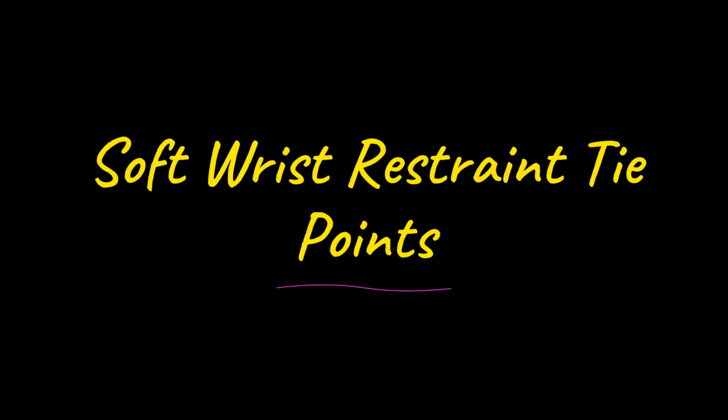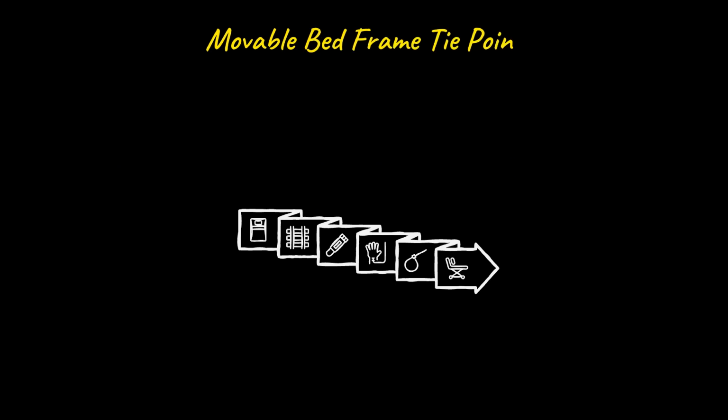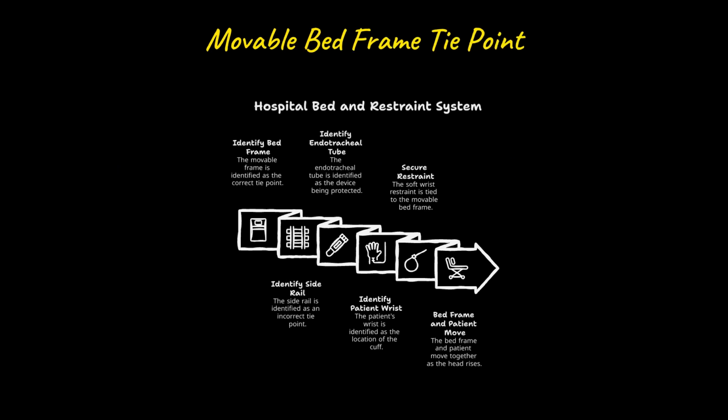Soft wrist restraints are a common intervention in critical care, but where you tie them is just as important as how you apply them. The attachment point determines whether the restraint remains safe across every position change the patient goes through. The correct tie point is the movable bed frame, the structural element beneath the mattress that travels with the patient when the head or foot of the bed is raised.